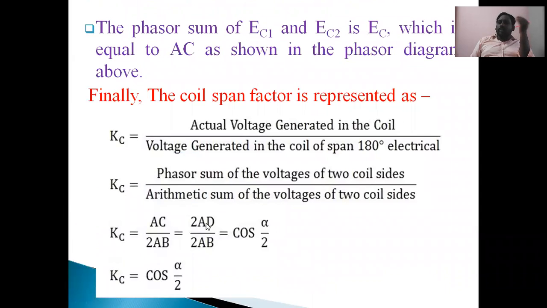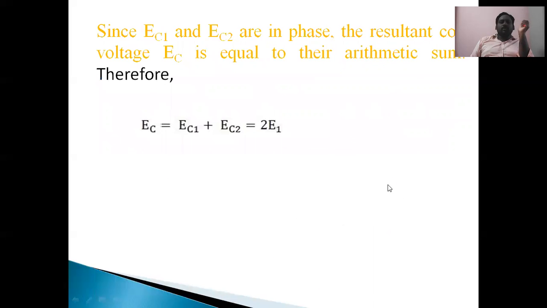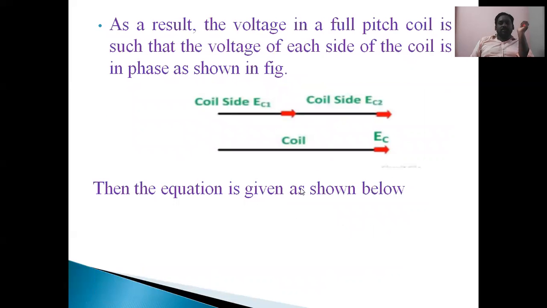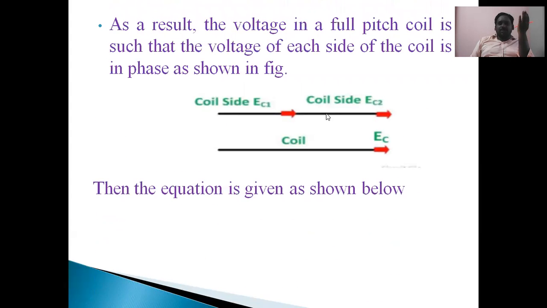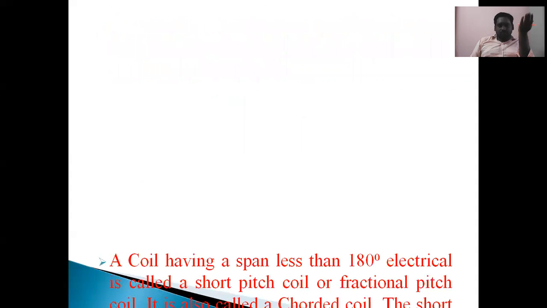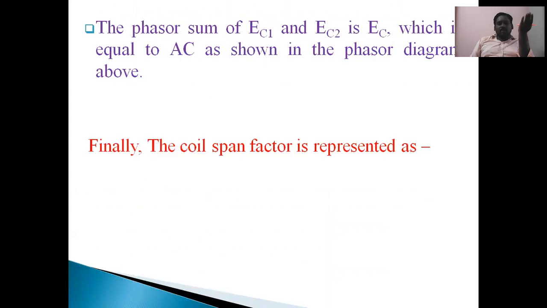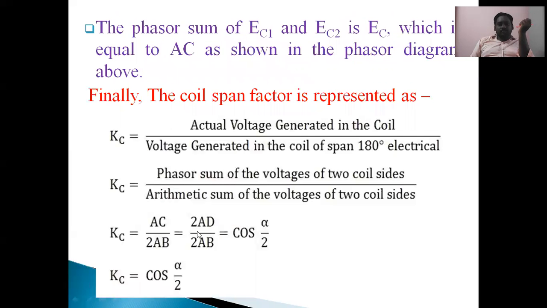Here, 2AD divided by the arithmetic sum of the voltages of the two coil sides. In the case of a full pitch coil, let us consider this is AB, and this is AB. Those two are the arithmetic sum, that's why 2AB. That's why we divide by 2AB. The 2 gets cancelled, leaving AD by AB.